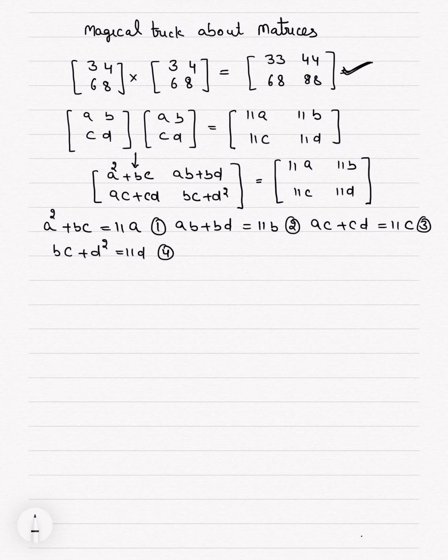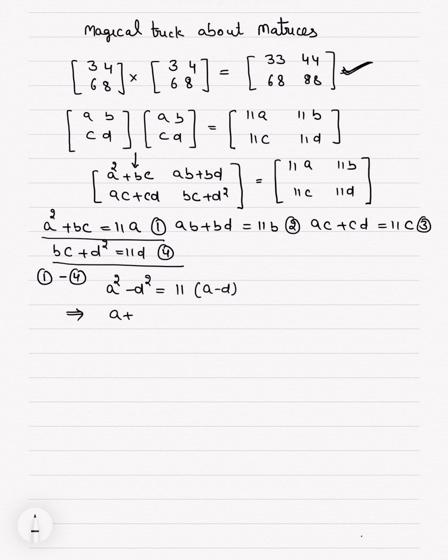Now, it is interesting. First, what you will do? Subtract the fourth from the first. If you subtract this fourth equation from the first, you will get A square minus D square is equal to 11 times A minus D, and after solving you will get A plus D is equal to 11.